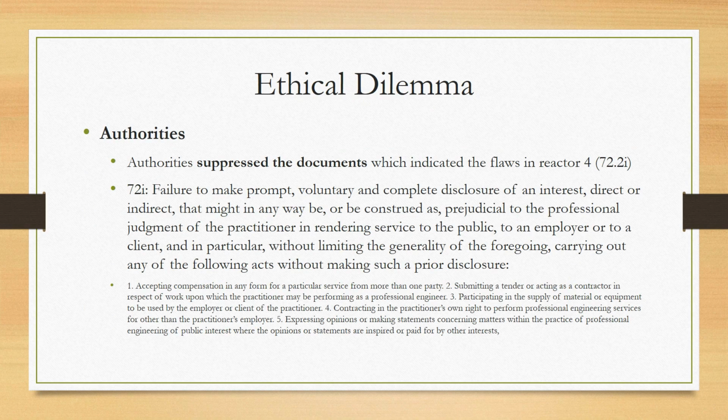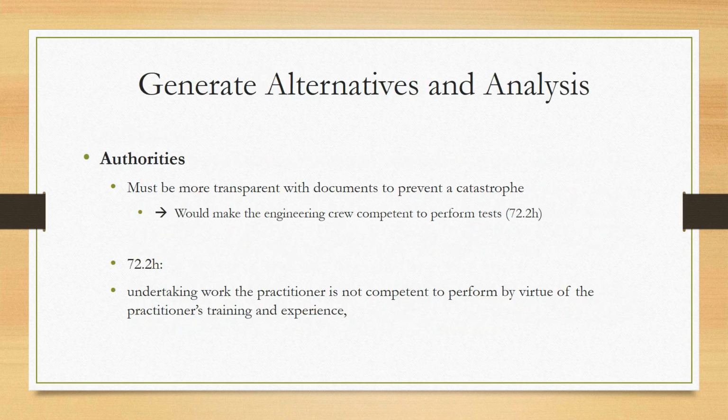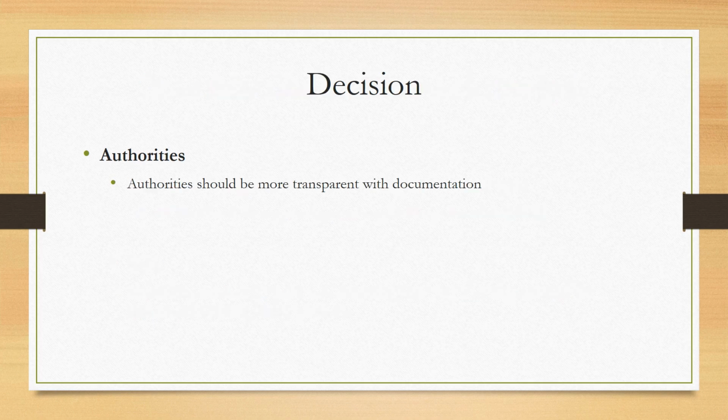The ethical dilemma in this case would be the suppression of the KGB documents by the Ukrainian authorities. This violates section 72.2i of the Ethics Code. The alternative would be to be more transparent with the design flaws and disclose the KGB documents. This would also be the correct decision. If the Ukrainian authorities had been transparent with their design flaws, Chernobyl would have never happened.